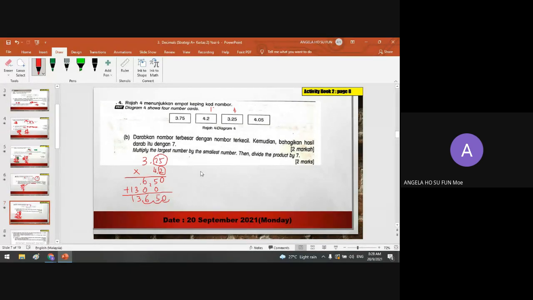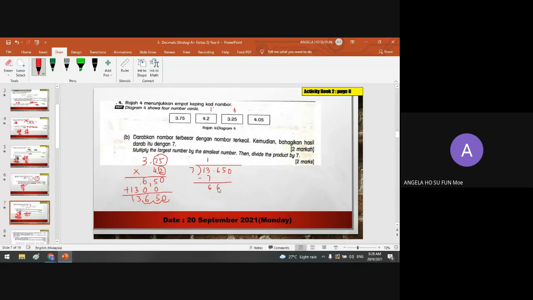You need to divide by 7 again, right? So you divide, okay, 13.650 divided by 7. 7 times 1 is 7. 7 times 2 is 14. 14 is not enough already. So still 7 times 1 is 7, right? So minus 7, you get 6 here.